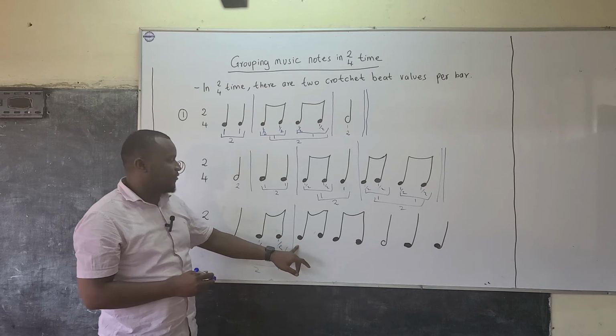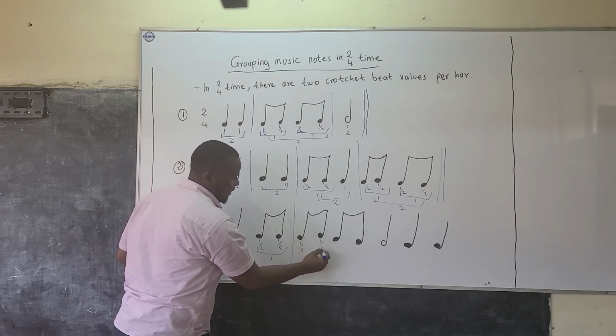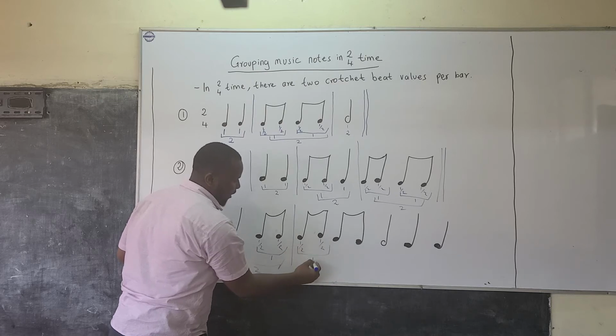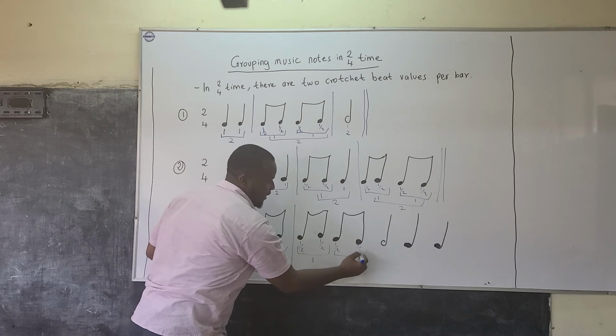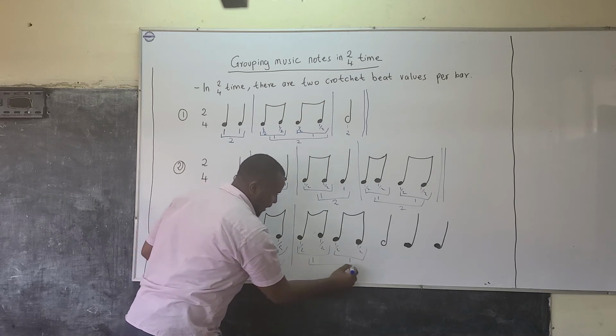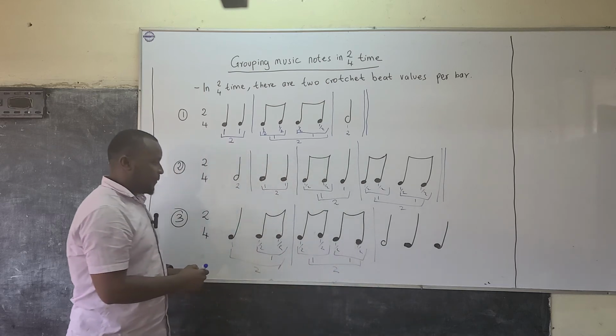Next we have a quaver, which is a half. Another quaver is a half. Half and half make 1. A quaver, a half. Another half. A half and half make 1. 1 and 1 will make 2. We have a bar line.